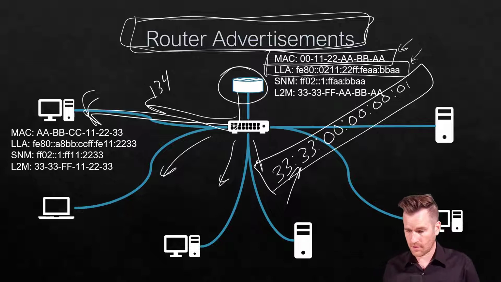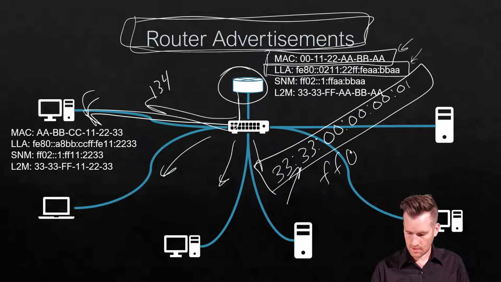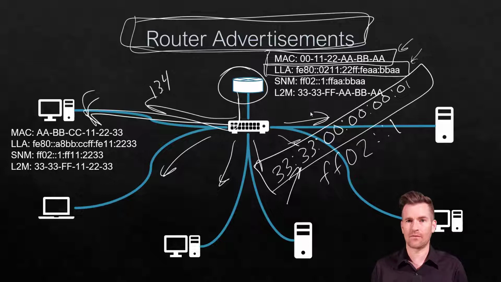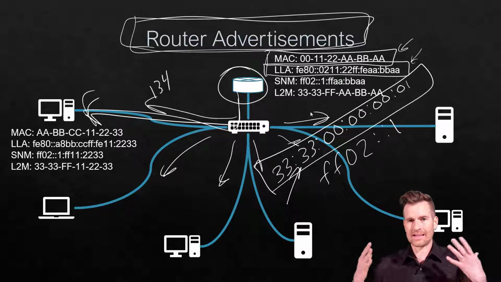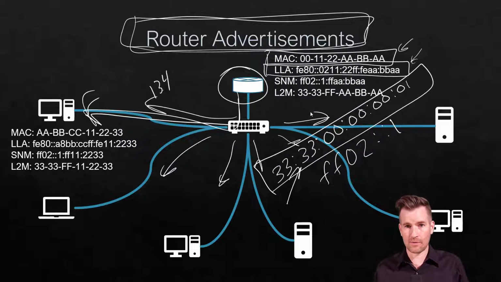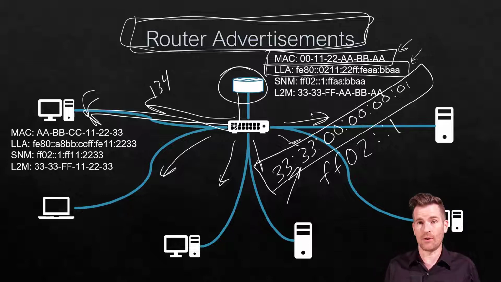And from a layer 3 standpoint, it's going to be the associated FF02::1 that's going to be sent out. And so all devices are going to get this. So all devices are actually going to hear that information. So they're all going to get that information sent out to them. And that way they can refresh that information if they need to. So that is the router advertisements.